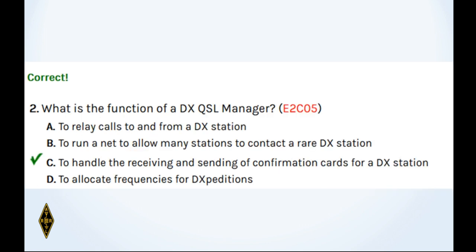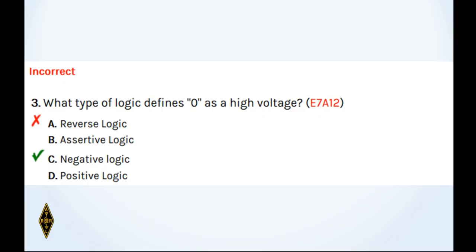Two, what is the function of a DX QSL manager? Well, C, to handle the receiving and sending of confirmation cards for a DX station. All right, question three, I asked you to read carefully because I didn't. This is actually all derived from the ARRL website, and I cut and pasted from one of their tests, and I read too quickly. What type of logic defines zero as a high voltage? Well, that's negative logic, not reverse logic. So negative logic, C, 3C.